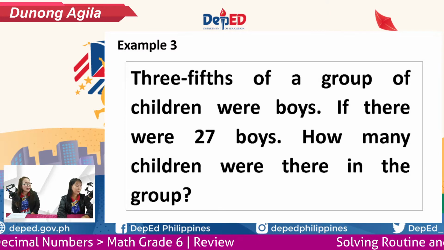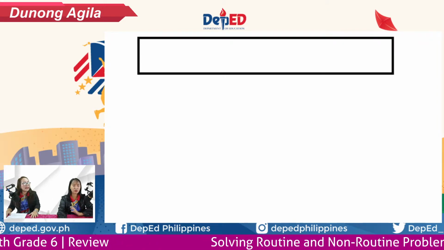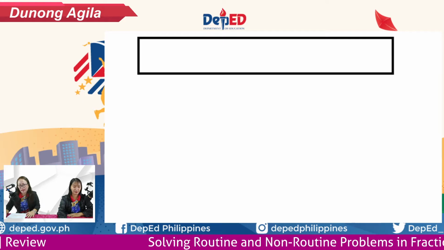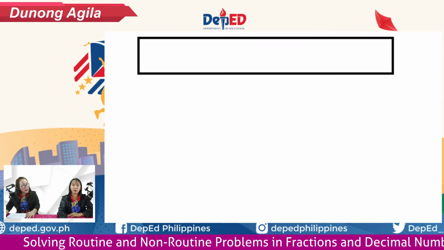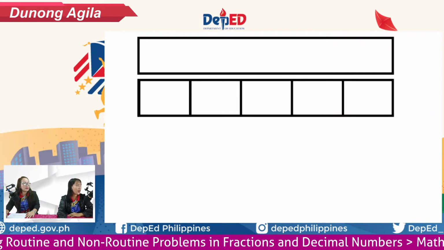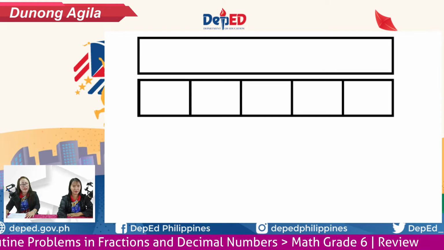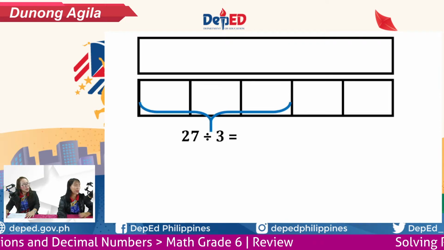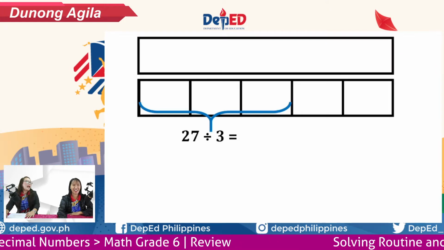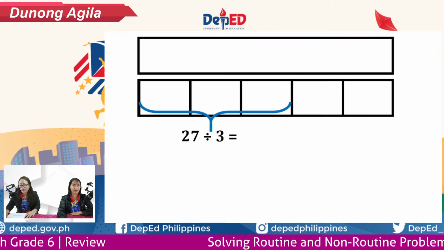Okay. So, ang gagawin natin, block model pa rin tayo. Mag-drawing tayo ng isang rectangle block. Buong rectangle block. Kasi sabi ng problem, 3/5. So, divide the whole block into 5 parts. Okay. Meron na siyang 5 parts. Tapos kukunin lang natin ang 3/5. Lagyan natin siya ng kulay na blue. Ay, hindi siya nakakulay, ma'am. So, naka-arrow lang. O sige. Okay. Yung tatlong block na yan represents 27 boys.